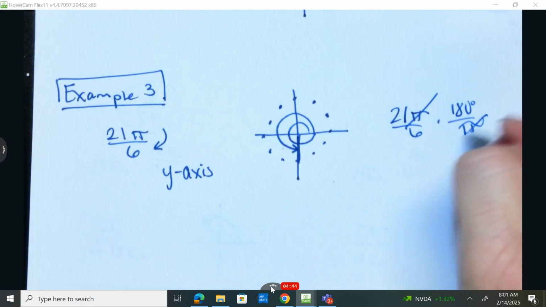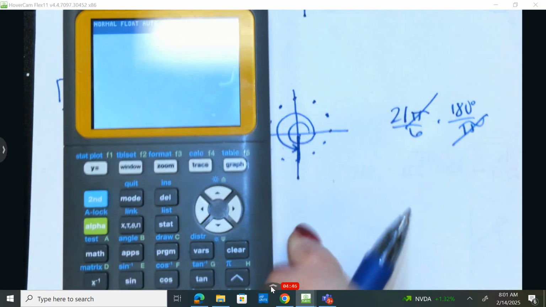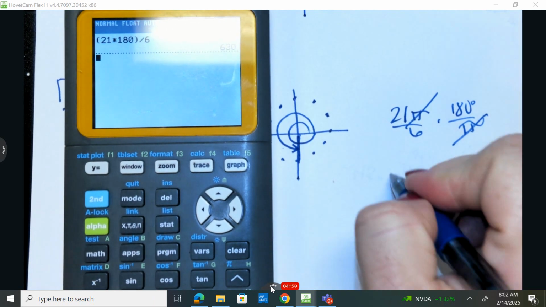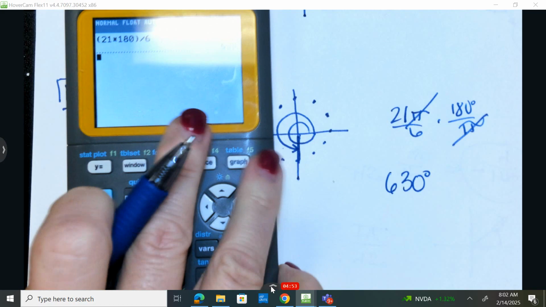Okay, I'm going to take my calculator and take 21 times 180, and then I'm going to divide it by 6. I end up with 630 degrees.